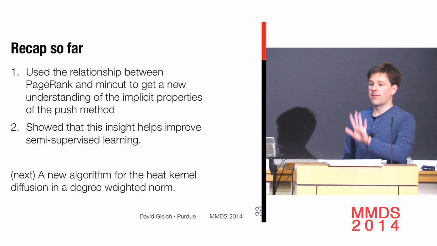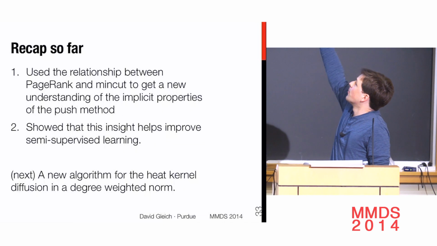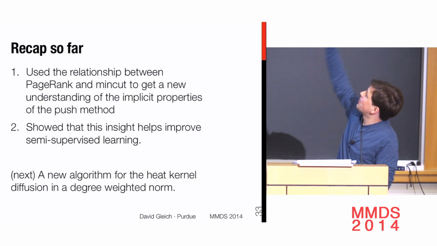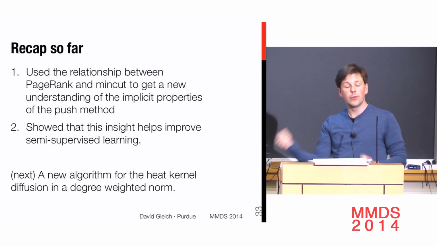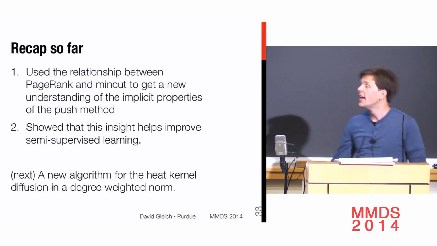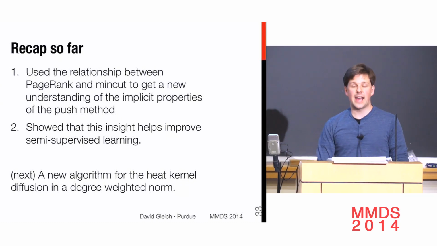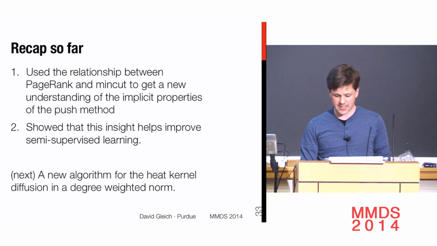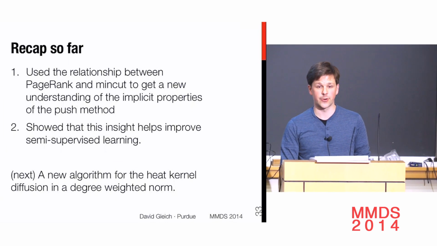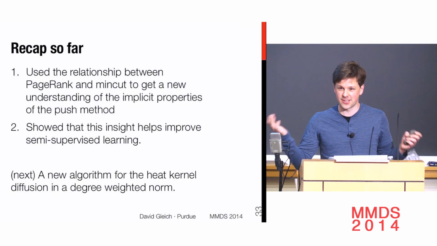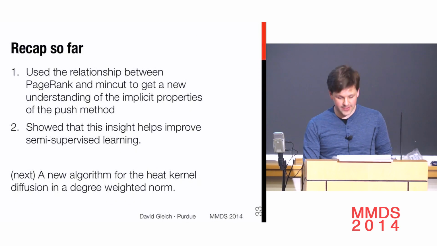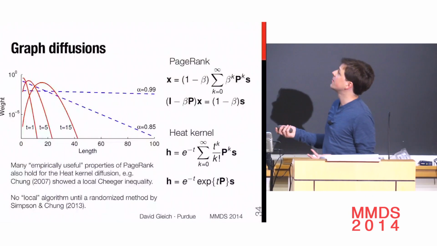All right, I have 5 minutes left. Okay, good. So recap so far, we've used the relationship between PageRank and mincut to get a new understanding of this push method. And we've used this insight to actually improve semi-supervised learning problems on graphs. So is that the end of the story? Is this just a PageRank thing? Turns out no, we can do the same for these other diffusions as well.